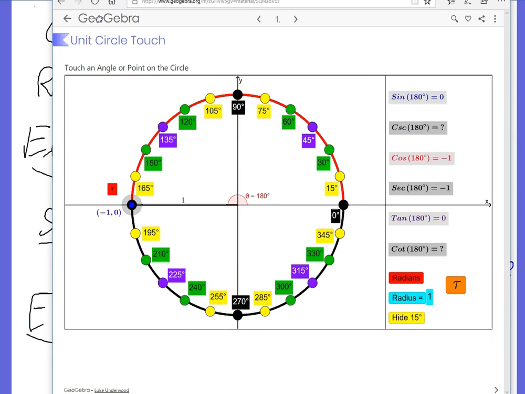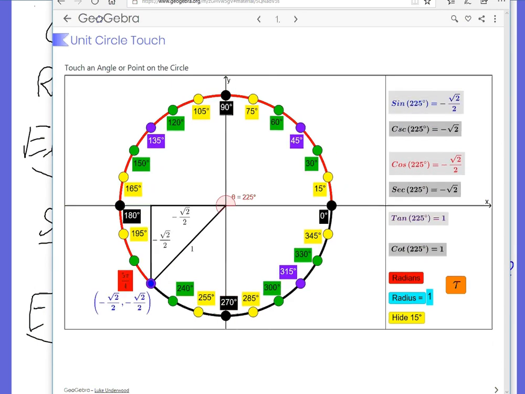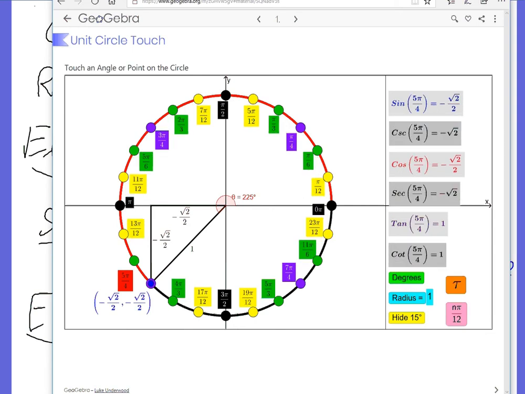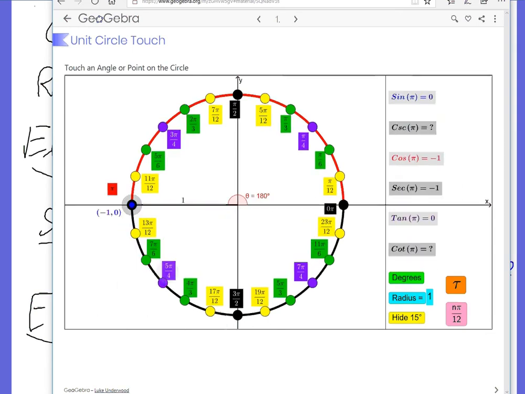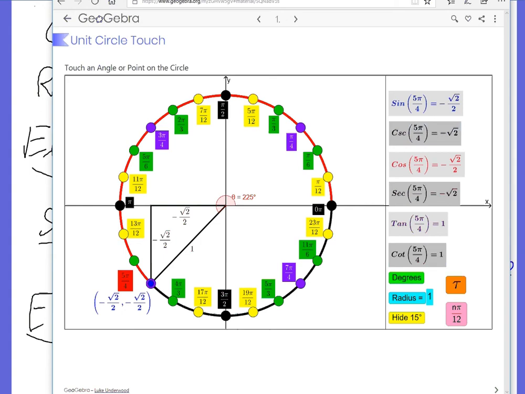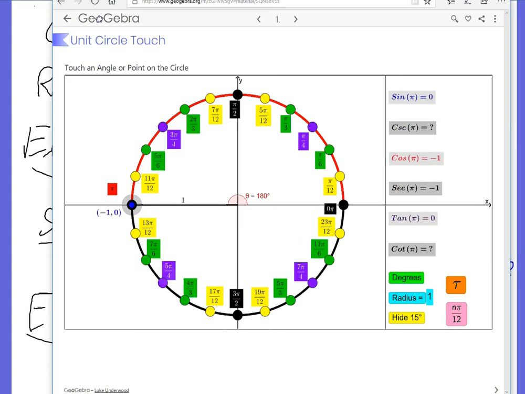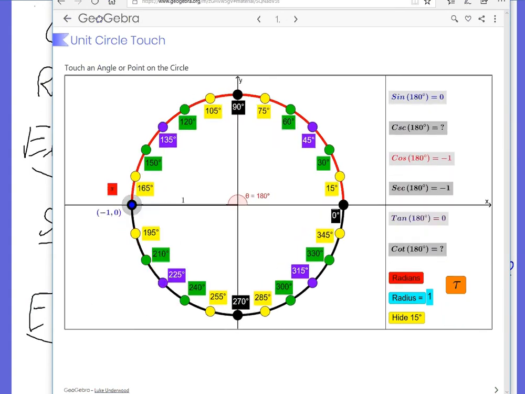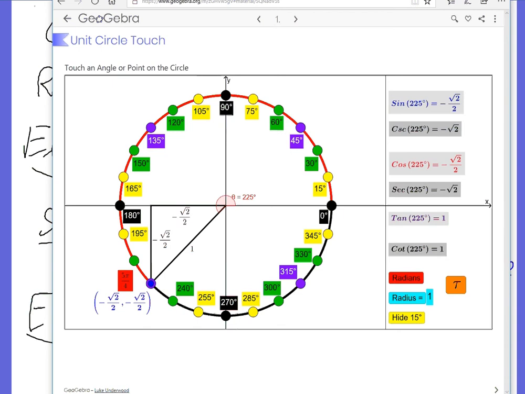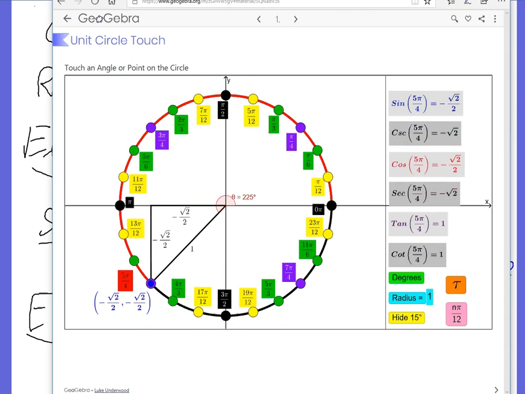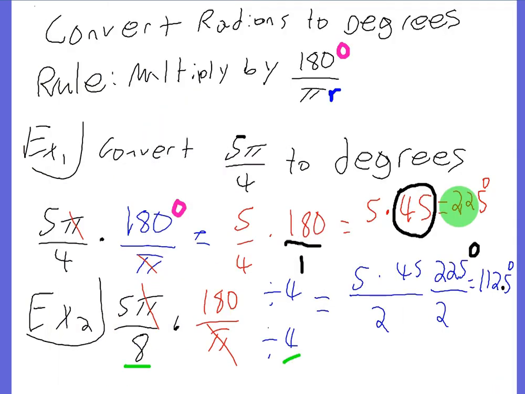We can confirm that visually. Here's 225 on the unit circle. If we go to radians, we can see it's the same as 5 pi over 4, same thing as 225 degrees. Okay? So that's why, like I said, it's helpful to learn the unit circle in terms of radians and degrees, because sometimes you don't even have to convert. You already know what it is.